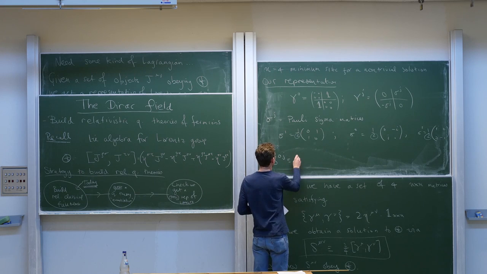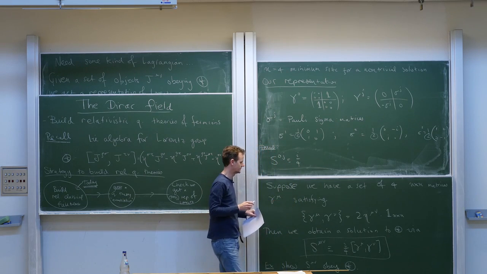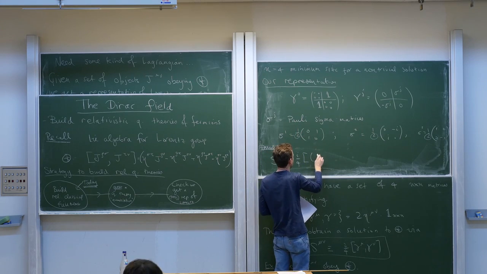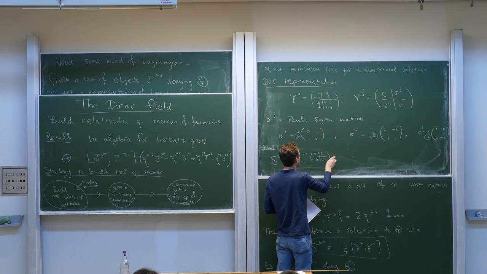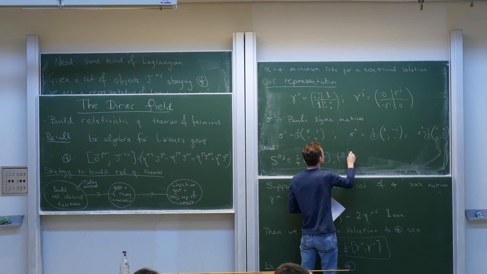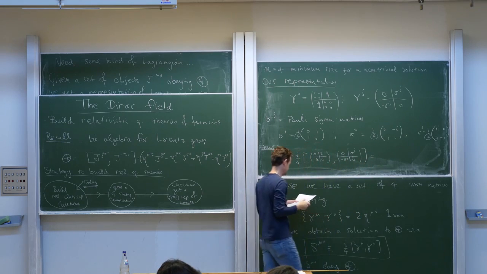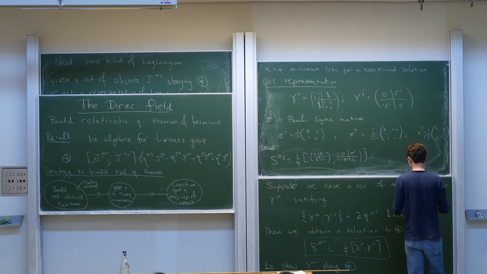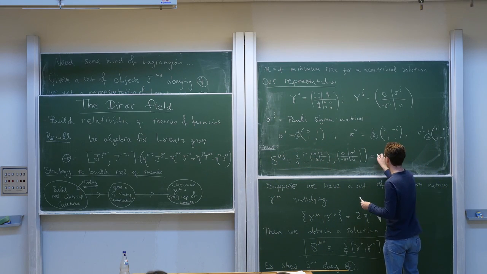Well, they're i over 4 times the commutator of sigma 1, gamma naught, and sigma j, gamma j. And that gives us the following representation.